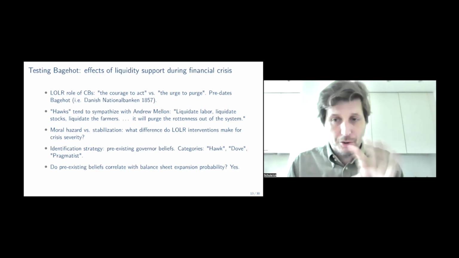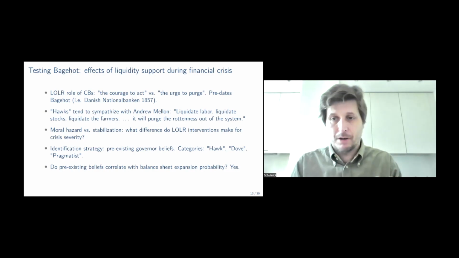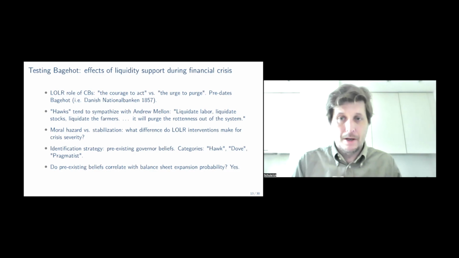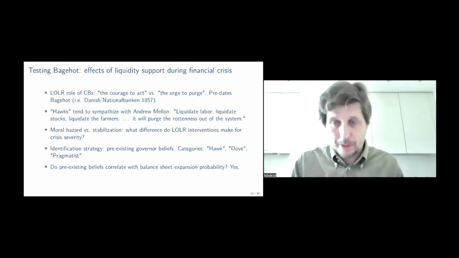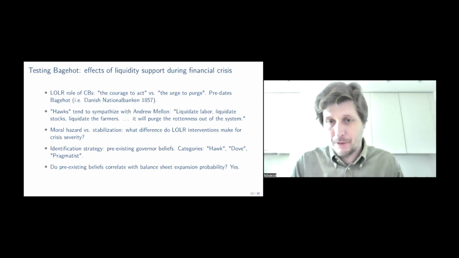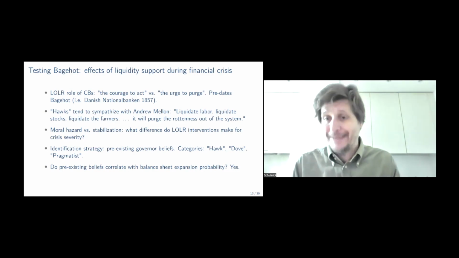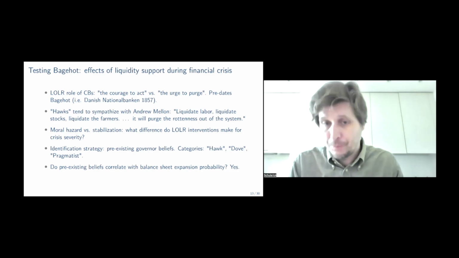And now having a hawk in charge or a dove in charge will correlate with the expansion probability for the central bank. So do you intervene? Do you assume the lender of last resort role? This is the first stage, so to say, for our analysis. We test that. Is that true? And it's going to be true.